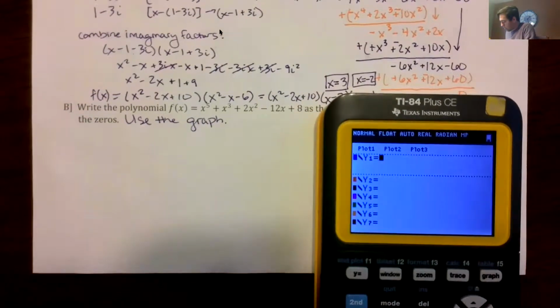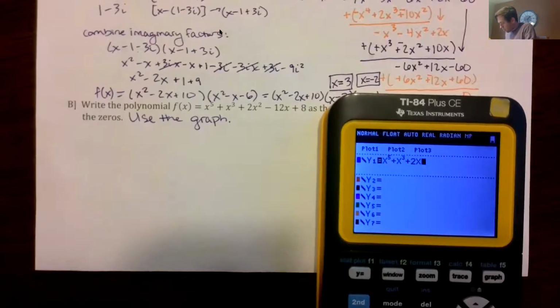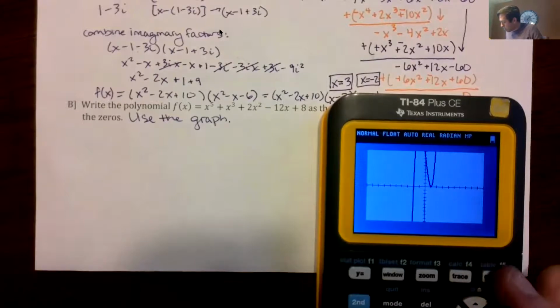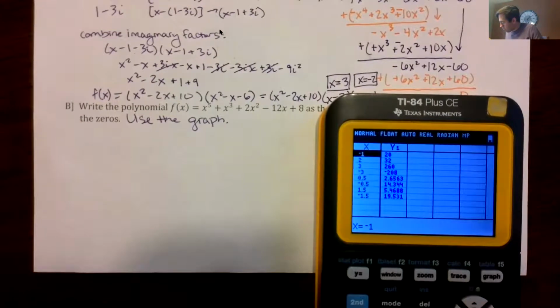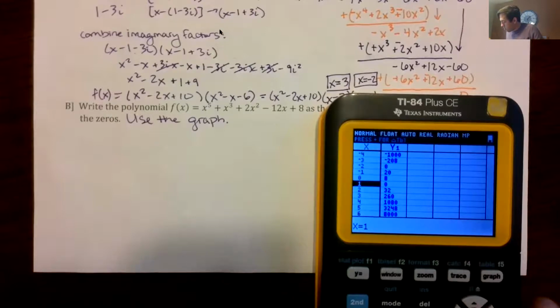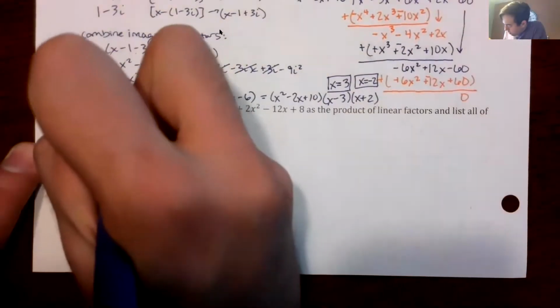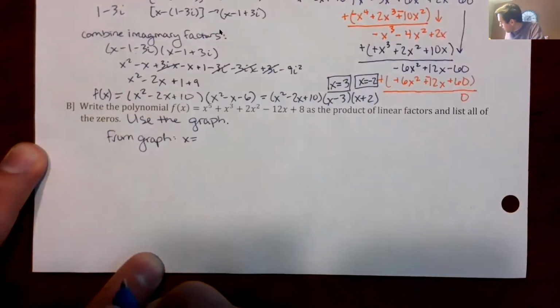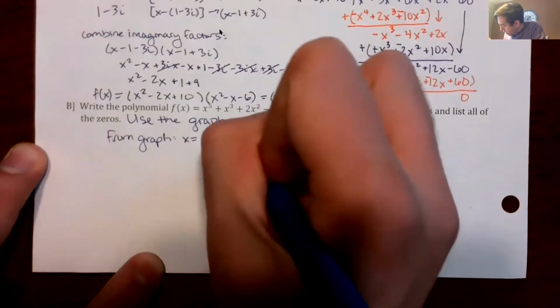So first, let me plug this in. We have x to the 5th plus x cubed plus 2x squared minus 12x plus 8. And from the graph, it looks like negative 2 and 1. Can I confirm that on the table? Let me reset my table here to auto. Negative 2 and 1, yes. So from the graph, we found x equals negative 2 and x equals 1, positive 1.